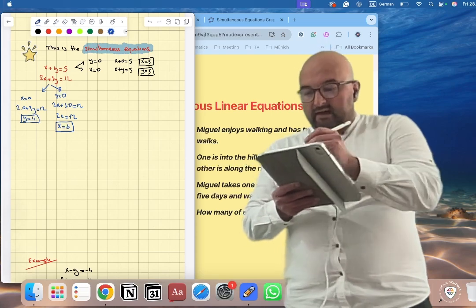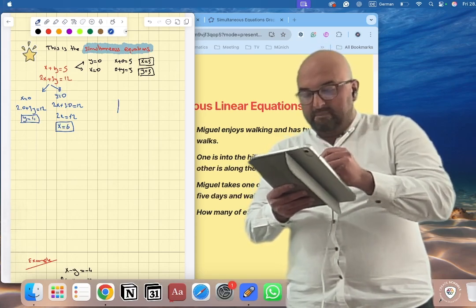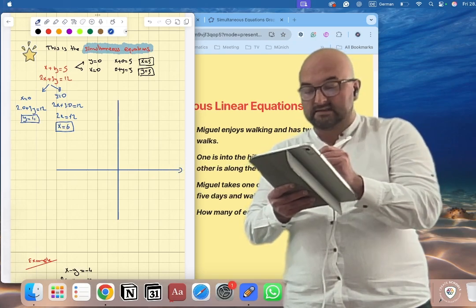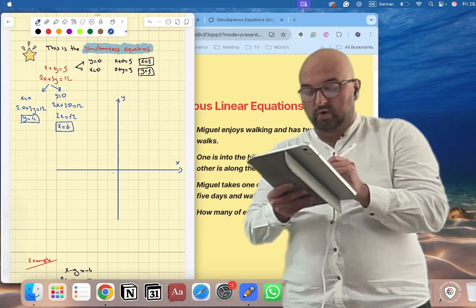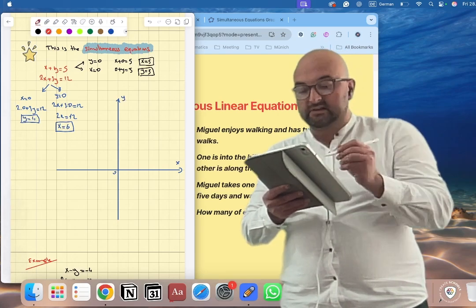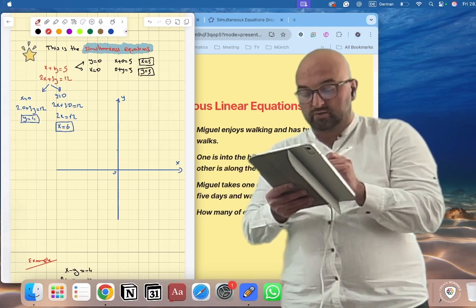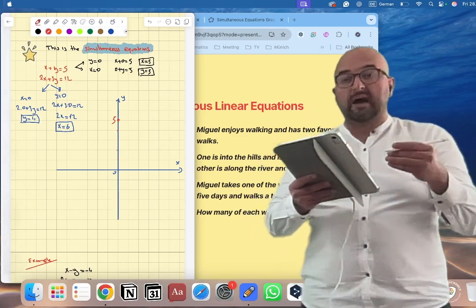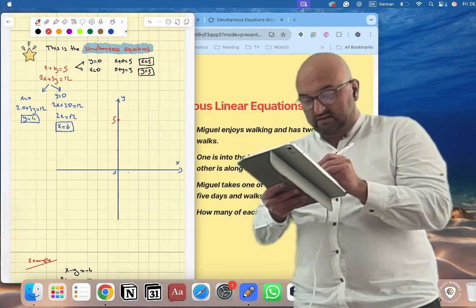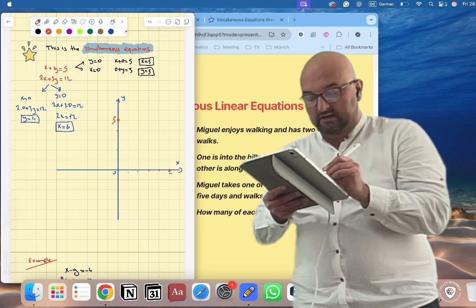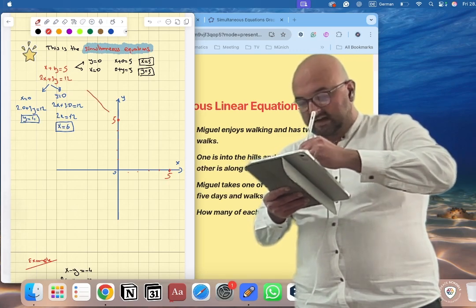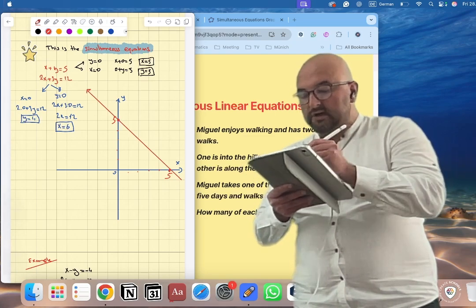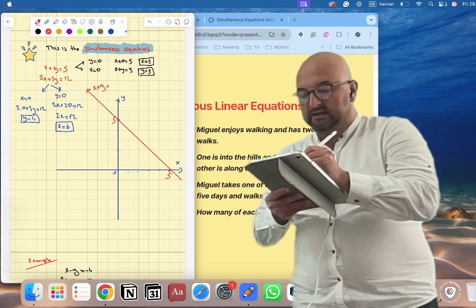So we can draw a pair of axes, which are the x-axis and y-axis, and the origin. For the first equation, the x-intercept is 5, so 1, 2, 3, 4, and 5. The y-intercept is 5. The x-intercept is also 5, 1, 2, 3, 4, and 5. And we can draw this straight line here. The first equation is x plus y equals 5.